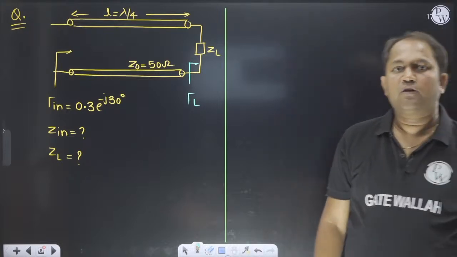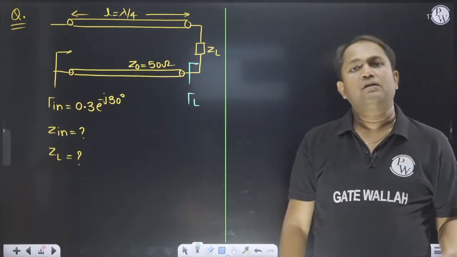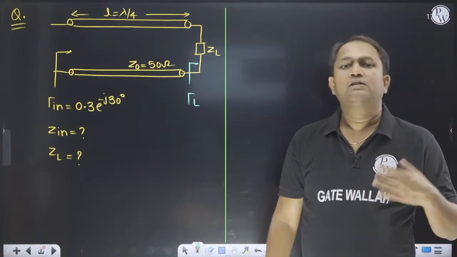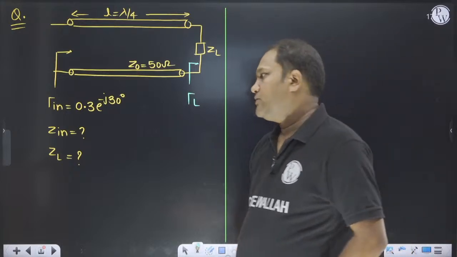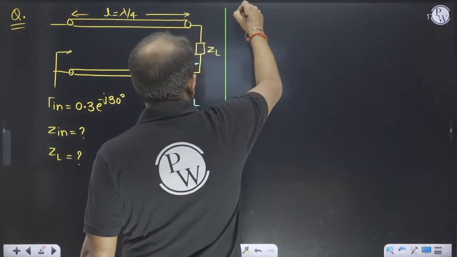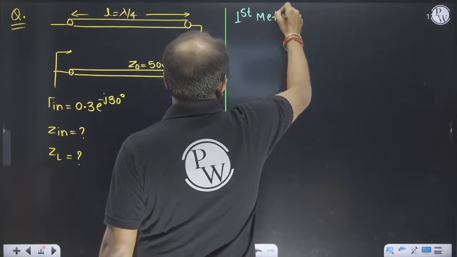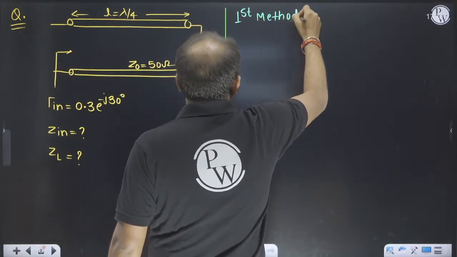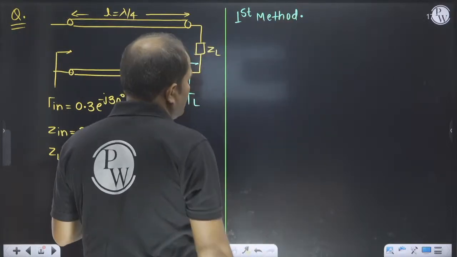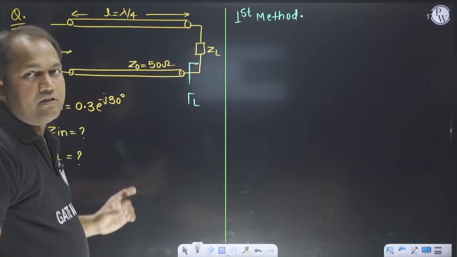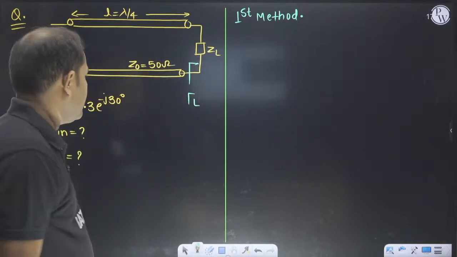First of all, you will find out Zin, then you will find out ZL. Or first you will find out ZL, then you will find out Zin. So that is the first method. This question may be asked in the GATE exam, and the calculation will be very easy. My calculation may be very tough, but that calculation will be very easy.